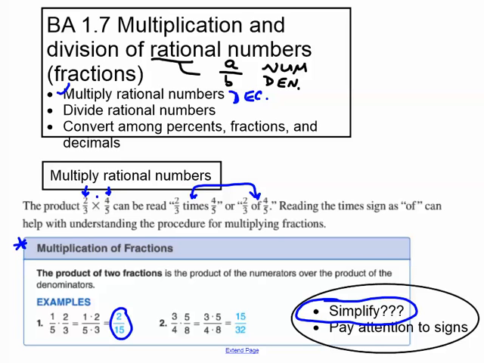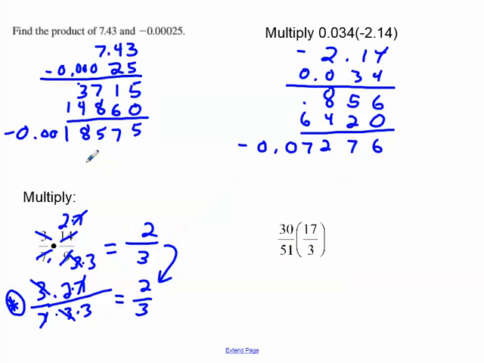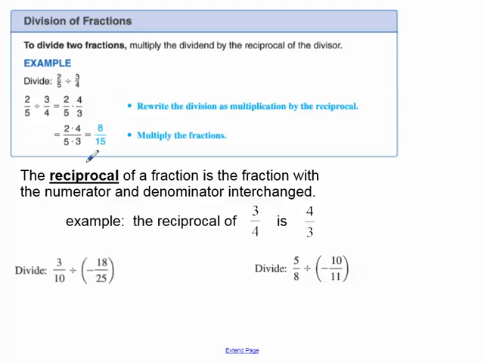1.7. We're going to talk about rational numbers. Remember, rational numbers are things that are ratios, a over b, numerator over denominator. We've talked about multiplication of rational numbers, and now we're going to go to division of rational numbers, because multiplication and division kind of go hand in hand.